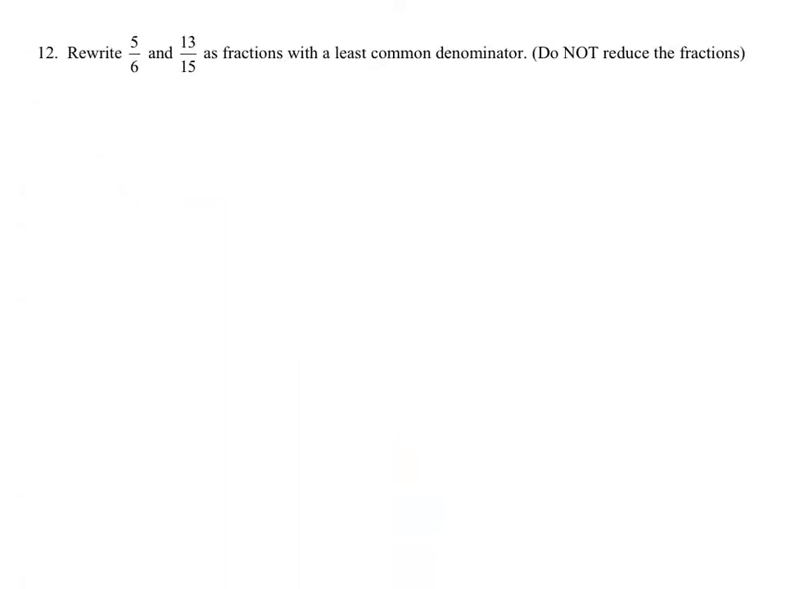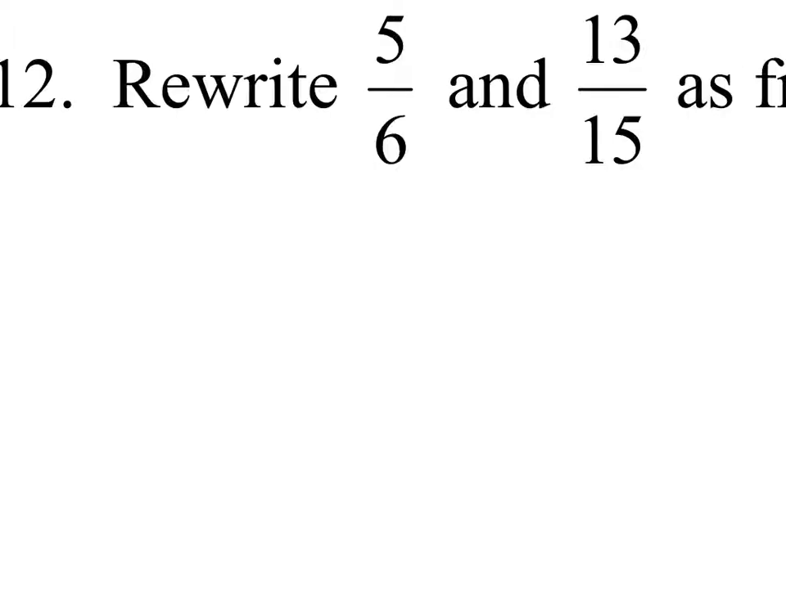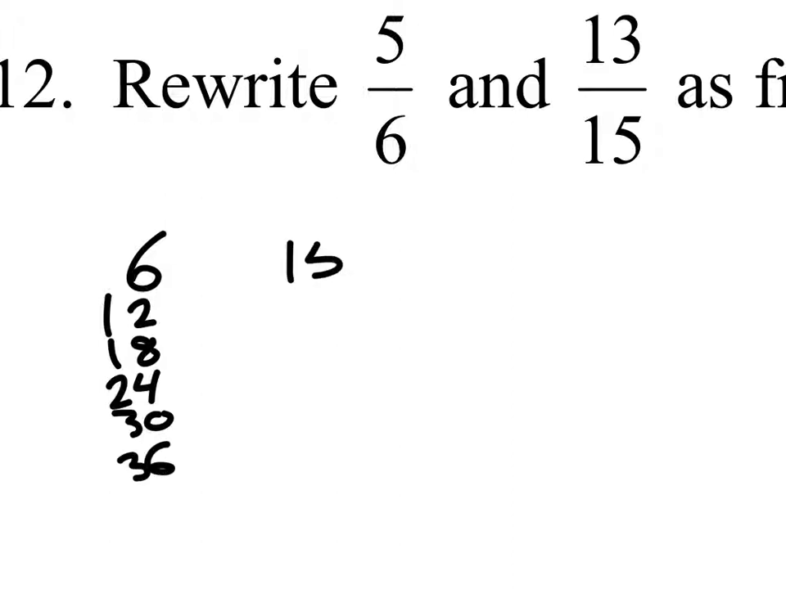Rewrite these as fractions with the least common denominator. We're not going to reduce them because if we did, we'd just get these same values right here that we have, so there's no need for that. So we want these denominators to be the same, and it would be nice if one was a multiple of the other, but they're not, and that's okay. So let's look at the 6th denominator first. Multiples of 6: 12, 18, 24, 30, 36, we'll stop there. Multiples of 15: well, 15 and 30.